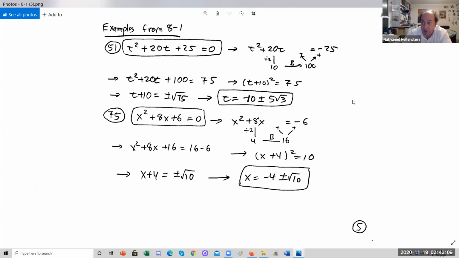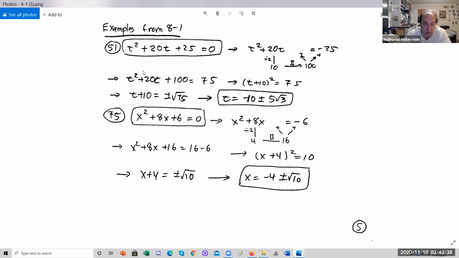Now for some examples from the book. Same basic stuff. t squared plus 20t plus 25. All right, move the 25 over, negative 25. t squared plus 20t equals negative 25. Now, complete the square. Half of this 20 is 10. Square that is 100. Add to both sides. t squared plus 20t plus 100 equals 100 minus 25 is 75.